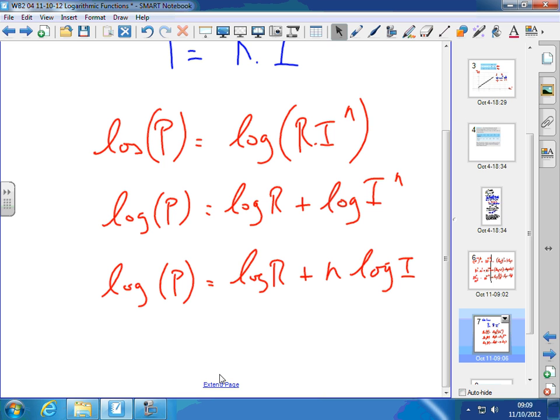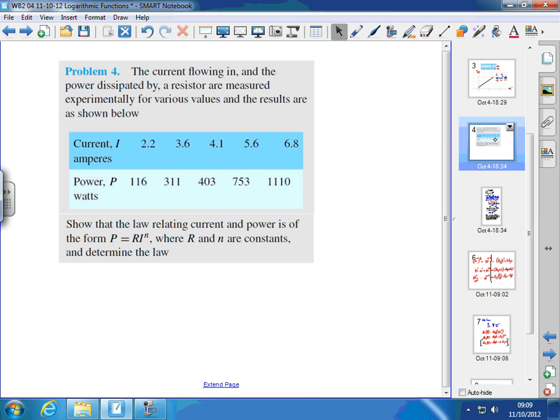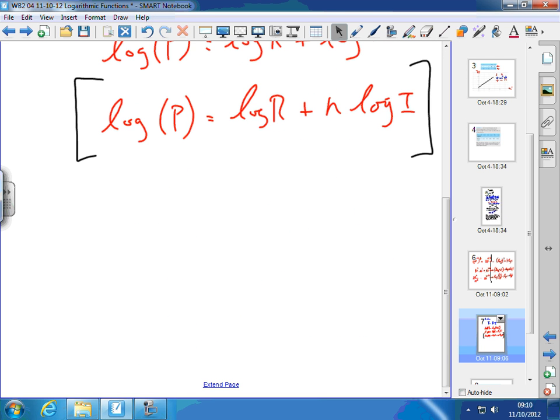So, going back to our original problem, we've got P equals RI to the n. If we look at that original function, I and P are our variables. I is the independent variable and P is the dependent variable. In the original function, I was going to be put on the x-axis, P on the y-axis. Now we've rearranged this function. Instead of plotting P on the y-axis, we're going to plot log of P. So this goes on the y-axis. Instead of plotting I, we're going to plot the log of I. So this goes on the x-axis. That's my x and my y variables. And if we do that, we should get a straight line.